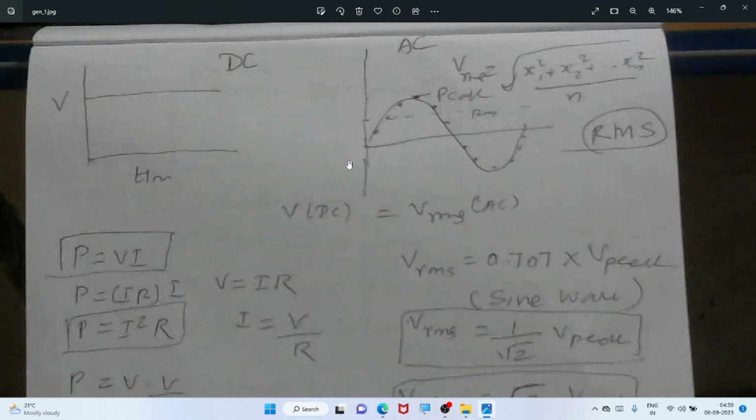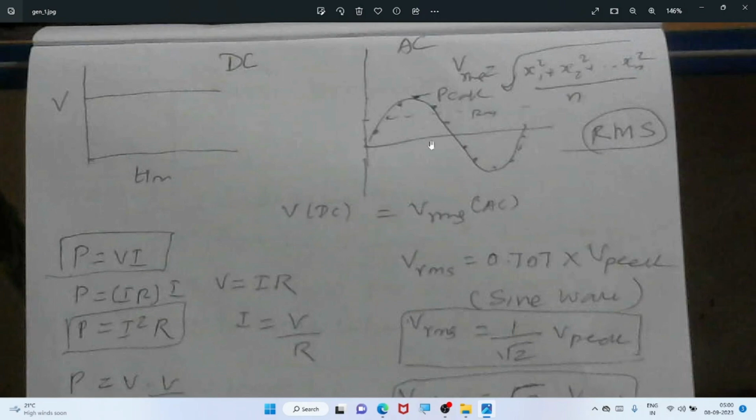But if you take an alternating current, the waveform varies like this, that is, during the time it goes positive, negative. So we need a common value to represent both AC and DC in the same unit, and we use the RMS value.